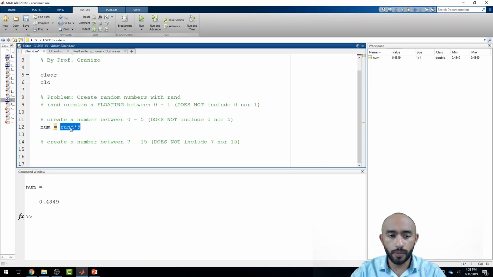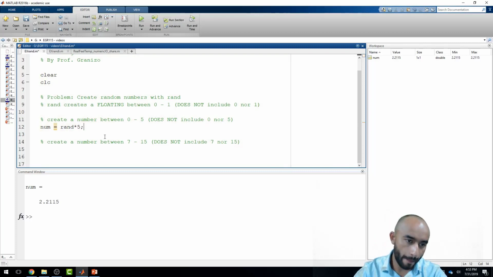Out of this whole operation, the lowest possible value out of rand is 0. 0 times 5 is 0. So I'm meeting the criteria of the bottom range. Now the highest possible value out of rand is very close to 1. So 1 times 5 is 5. So I'm meeting the criteria for the highest possible value in my range. Testing it out, you get to see that we are obtaining numbers between 0 and 5, but none of those numbers are exactly 0 or exactly 5.